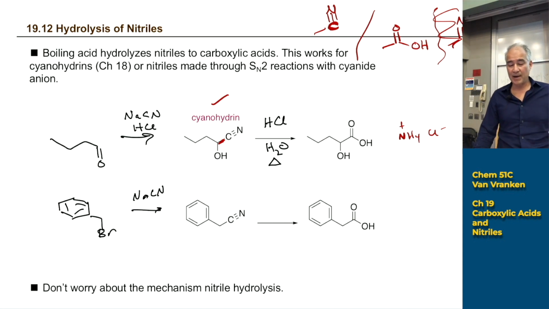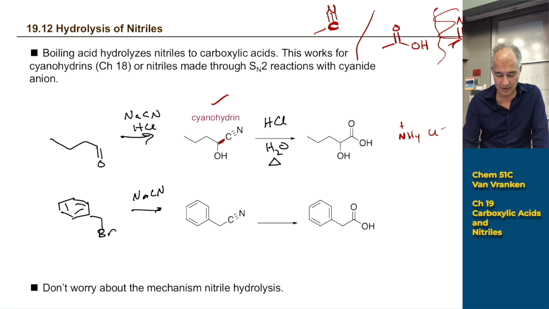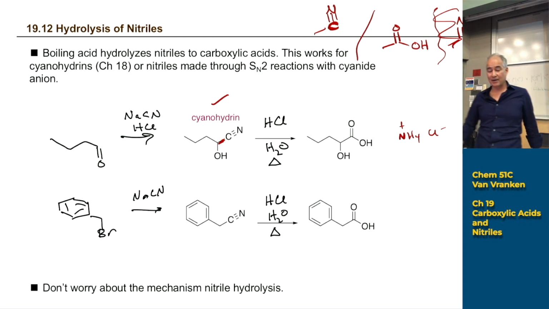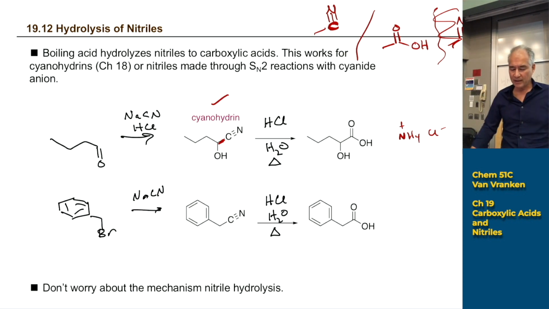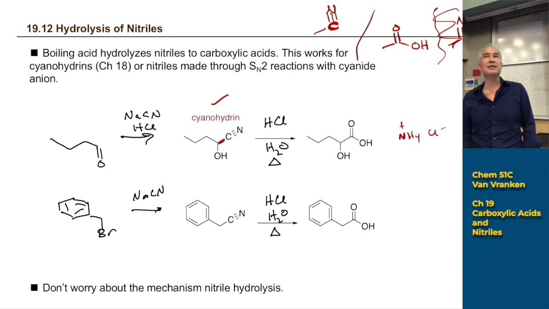And you can do the same hydrolysis of the cyano group. So we use hydrochloric acid, really concentrated hydrochloric acid, or not quite as concentrated as you get right out of the bottle, but still, boil it overnight, and there you go. You've got a carboxylic acid functional group.